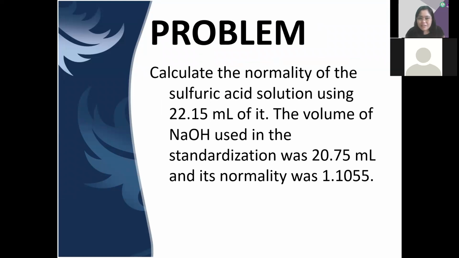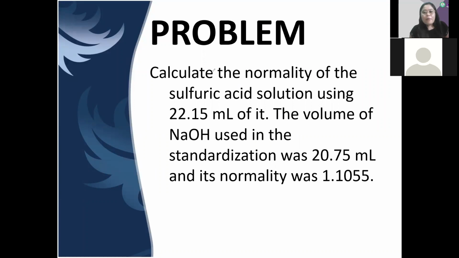So let's have the first one. Calculate the normality of the sulfuric acid using 22.15 ml of it. The volume of NaOH used in the standardization was 20.75 ml and its normality was 1.1055. So this one is a new problem solving actually. Pero this is still applicable sa acidimetry ha.